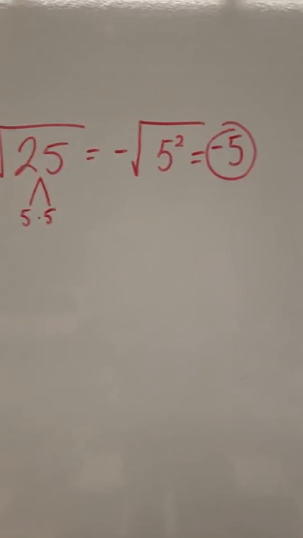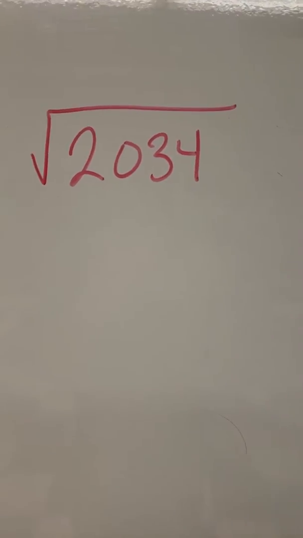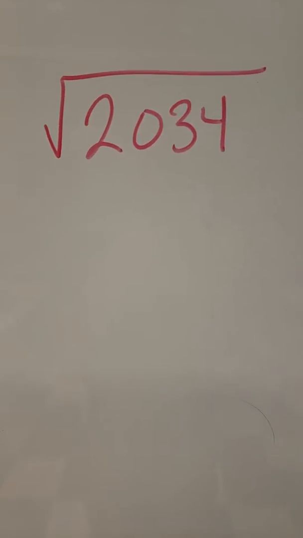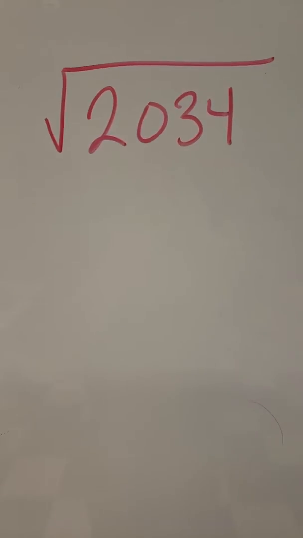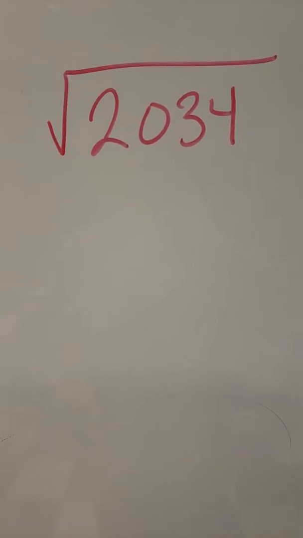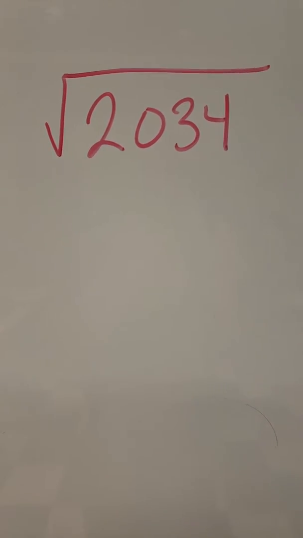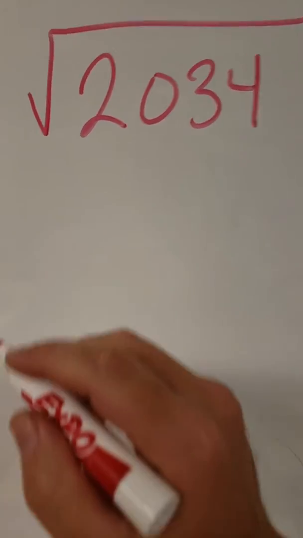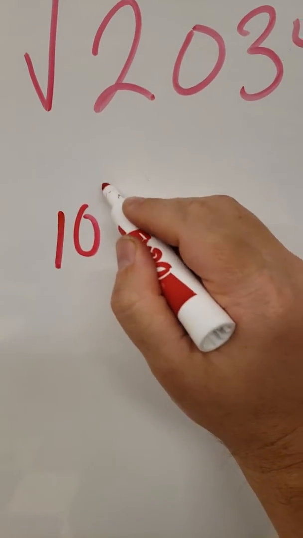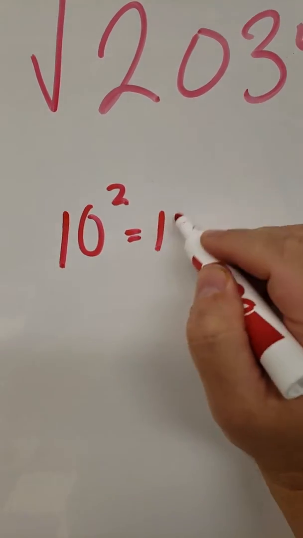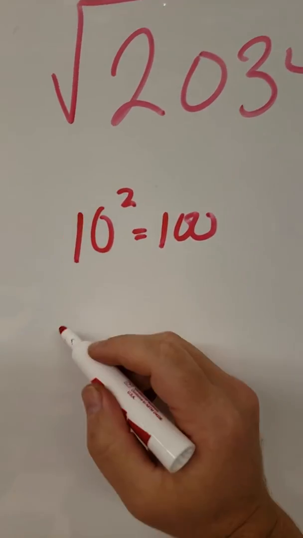Okay, on to something a little tougher. Square root of 2034. Well, when it comes to large numbers like this, what I like to do is take every possible answer that there is in the universe and bring it down to a range of only 9 possible answers. And the way that I do that is I think about multiples of 10 being squared. 10 squared is equal to 100. 2034 is way too big.